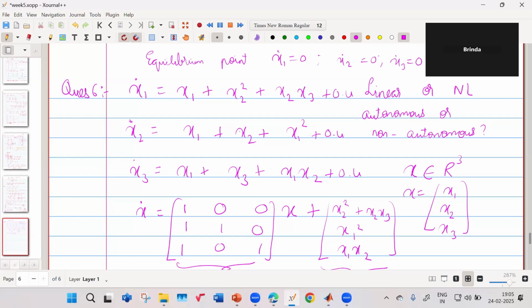So if x1 dot is equal to 0, x2 dot is equal to 0, and x3 dot is equal to 0, what values of x1, x2, x3 will result in such a situation? I know it's three equations, but what do you think will be the values?